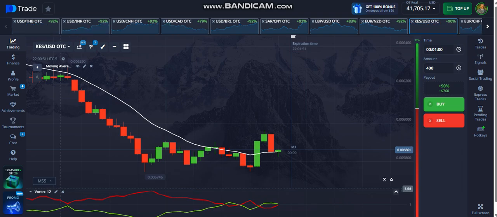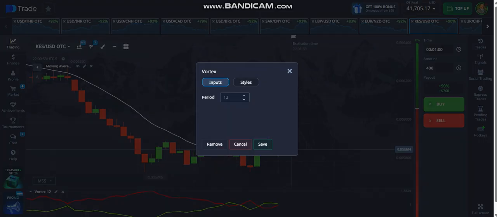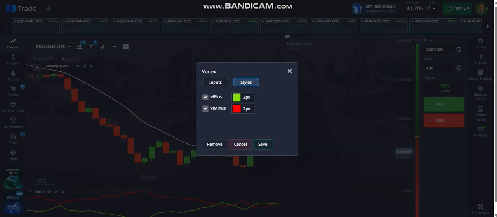Okay, so for the Vortex now, we're going to change the period to 12. And we're going to keep the style and the colors the same, green, 2 pixels.